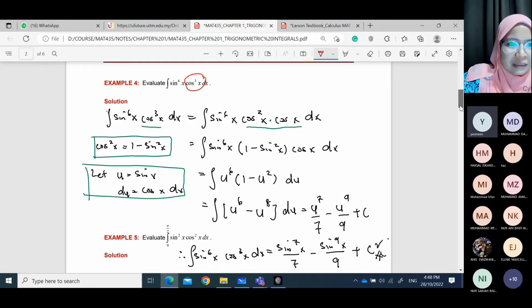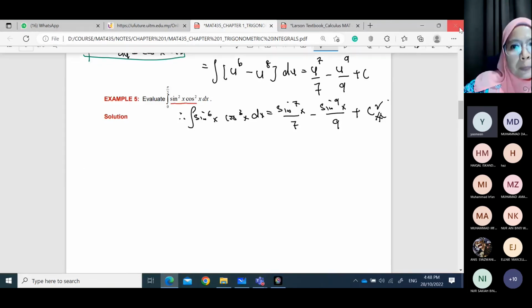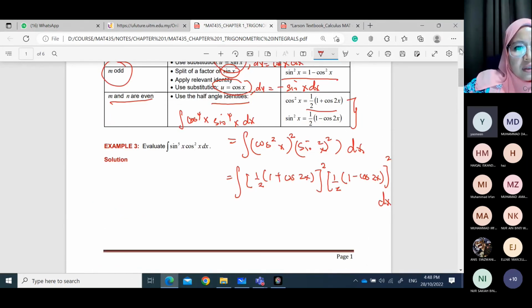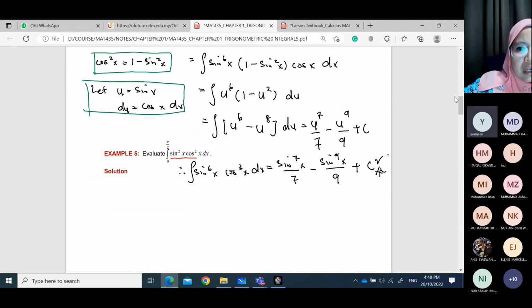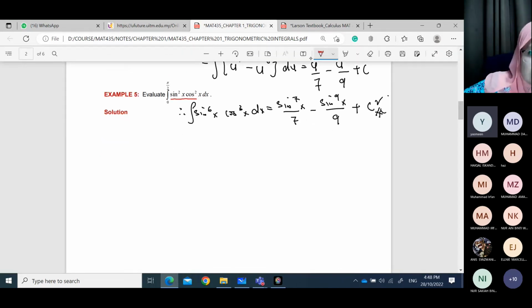Okay, so this one example. Okay, untuk example 5 ni, kedua-duanya adalah even. So bila even, prosedur dia hanyalah kita gunakan identiti ini saja. Okay? Guna identiti ini saja, which is you just gantikan cosine x kepada half angle identities dan sin x kepada half angle identities juga. Alright. So untuk yang ini, kita solve yang ni dulu.